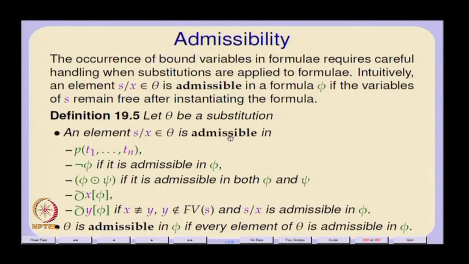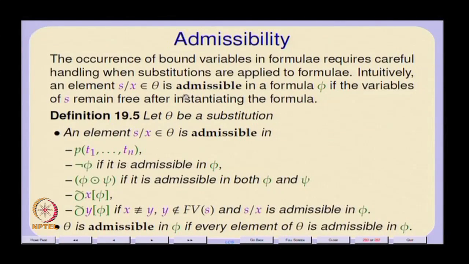So the notion of bound variables in the case of formulae complicates matters a little bit. In fact, what does it complicate? It complicates the notion of substitution, and it is always a good idea to separate that complication out, and that is what I am going to call admissibility. Not something that most people use, but several books use this term admissibility.